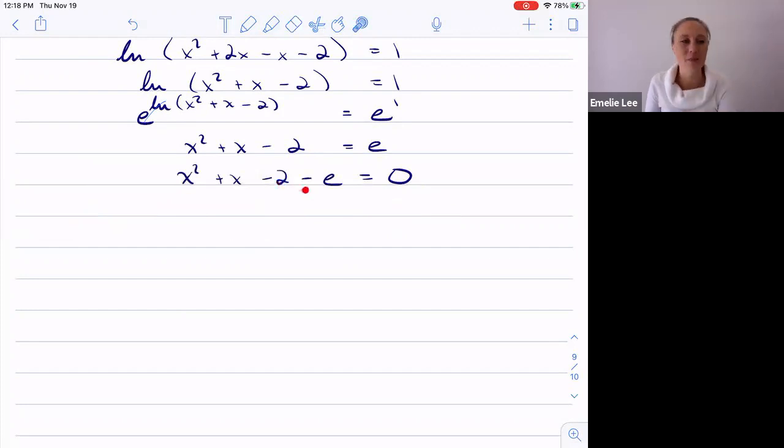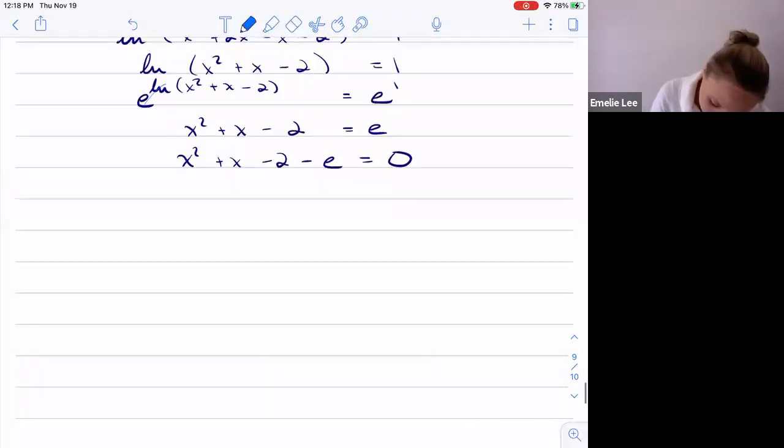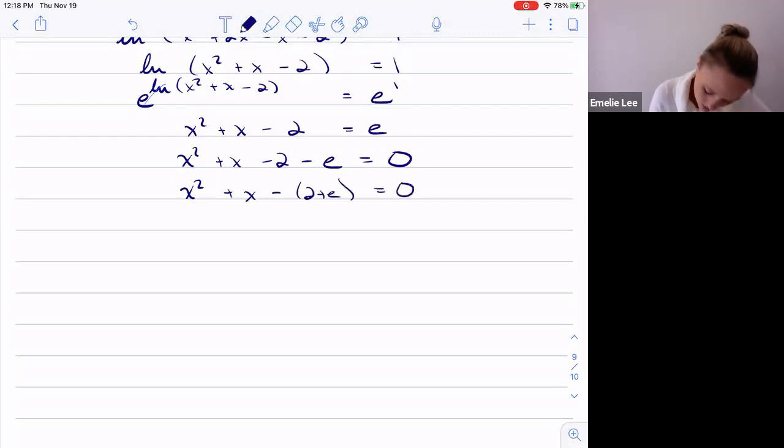I better combine minus 2 minus e, right? So here, I'm going to pull out a common negative. And so I get x squared plus e x minus 2 plus e equals 0. Okay, treating 2 plus e as a number, one number, right? e is 2.7, blah, blah, blah, so it's roughly 4.7 here, but you're going to have to use 2 plus e as your number.